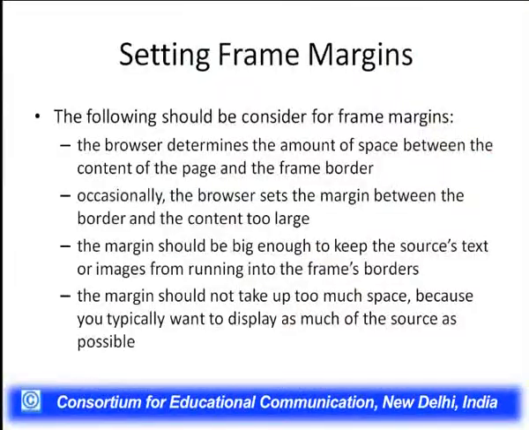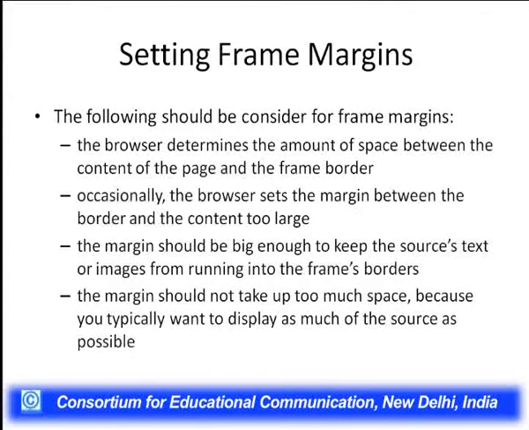Then we can also set the size of the margin of the frame. The margin is the area between the edge of the screen and the content of the page. The margin of the screen can be set using two different attributes of the frame. We must always consider that the browser determines the amount of space between the content of the page and the frame border. Occasionally, the browser sets the margin between the border and the content too large, and the margin should also be big enough to keep the source text or images from running into the frame borders.